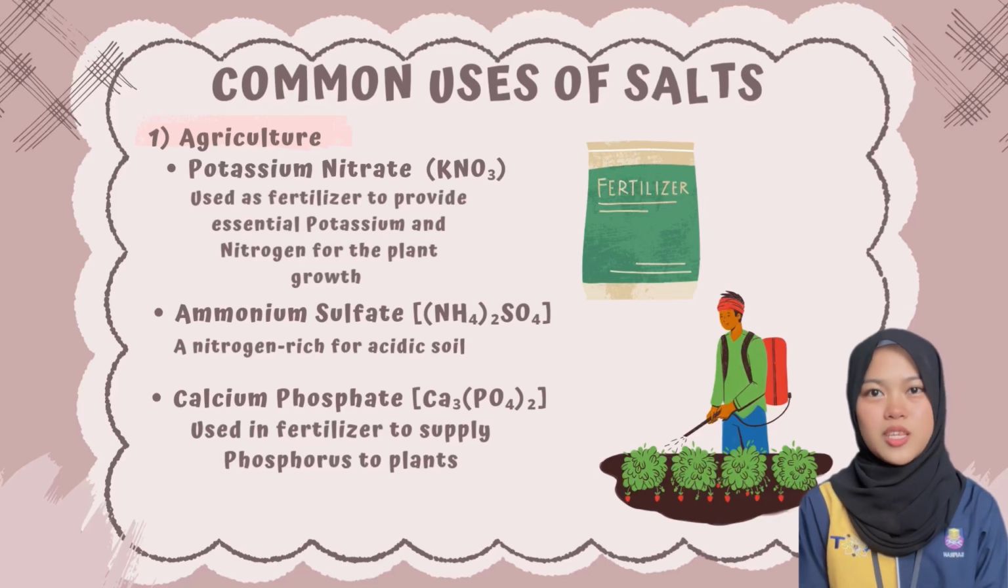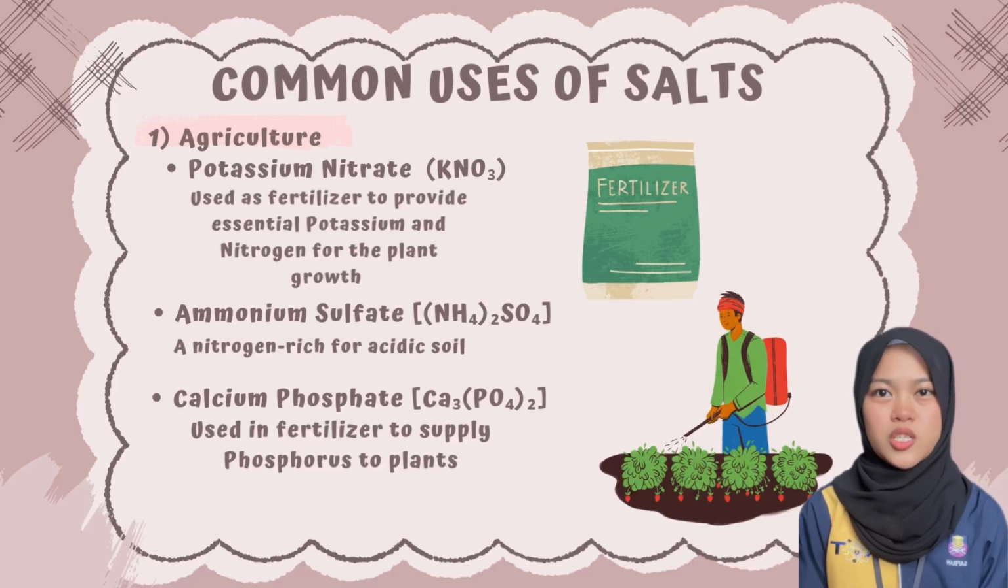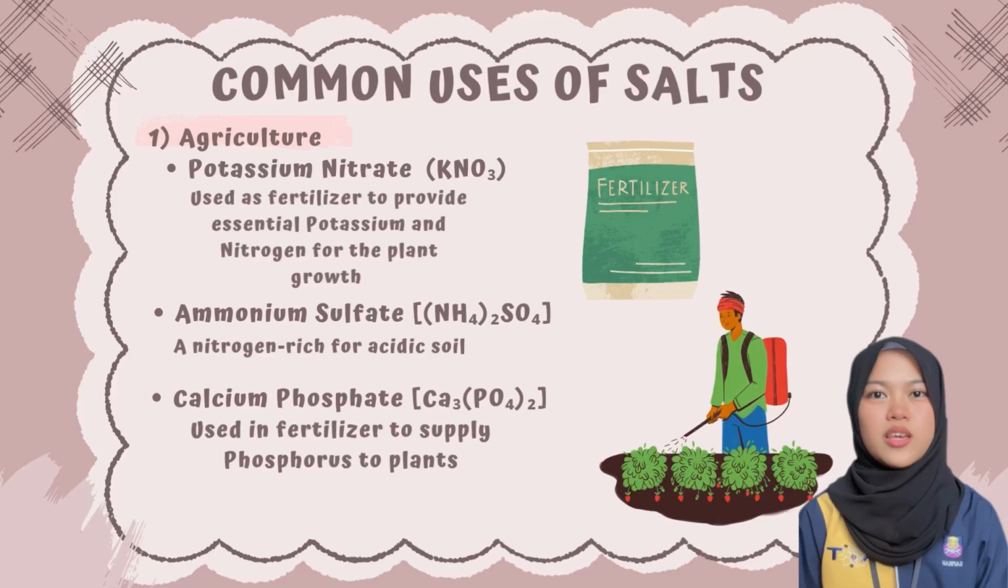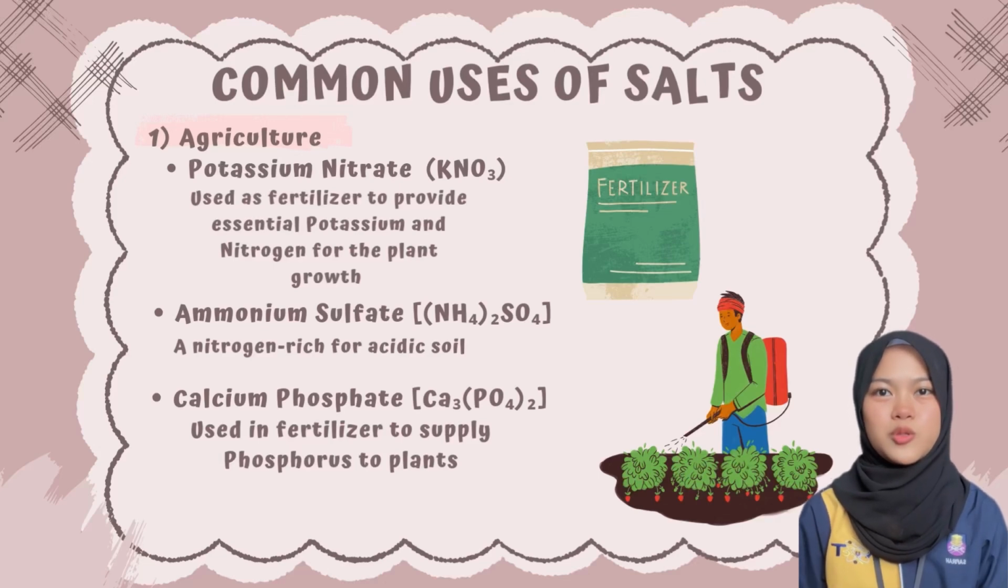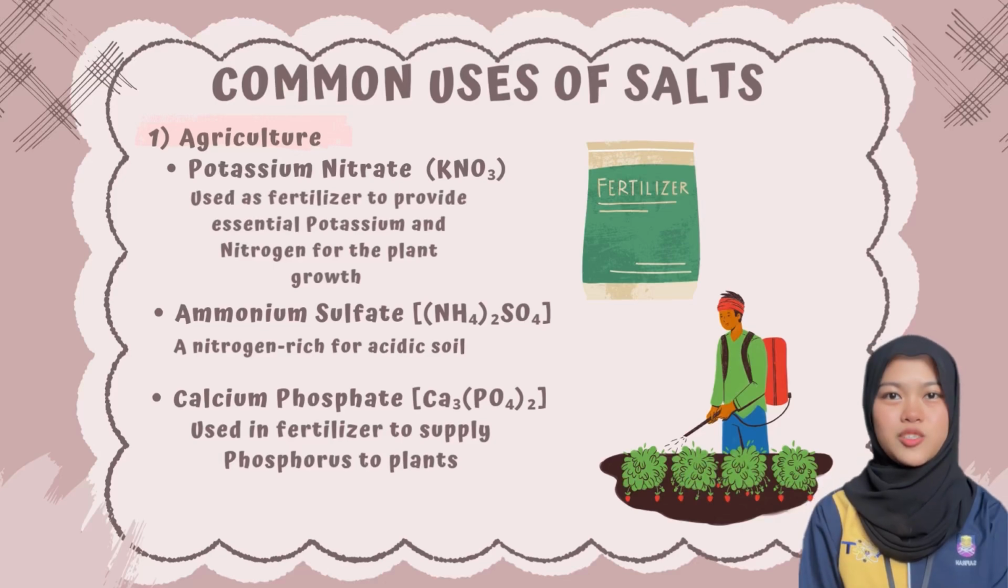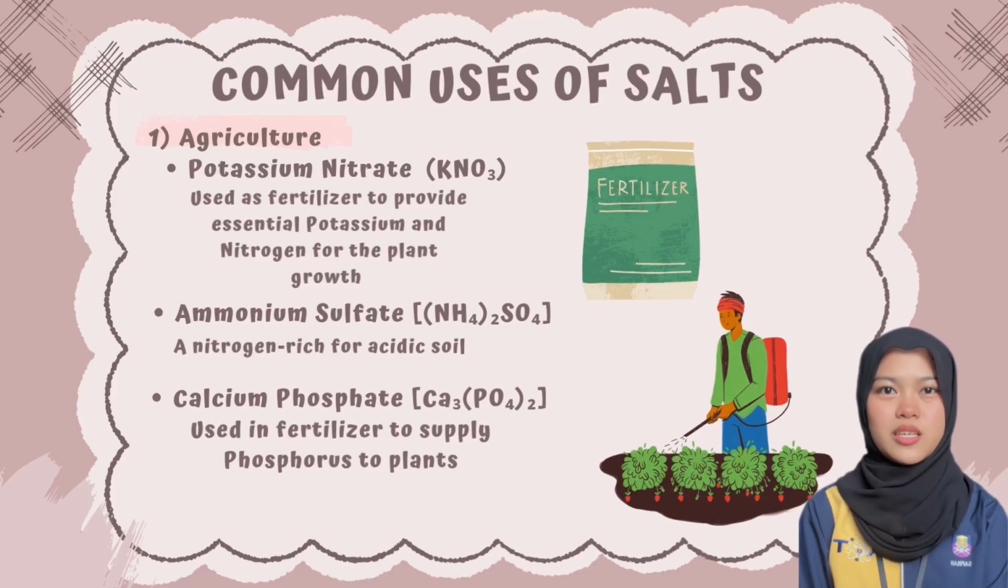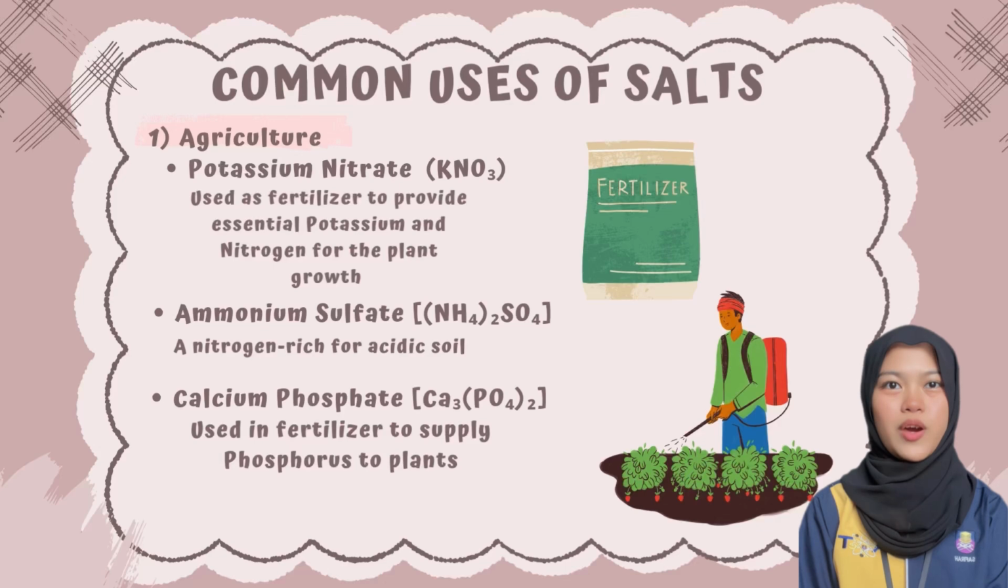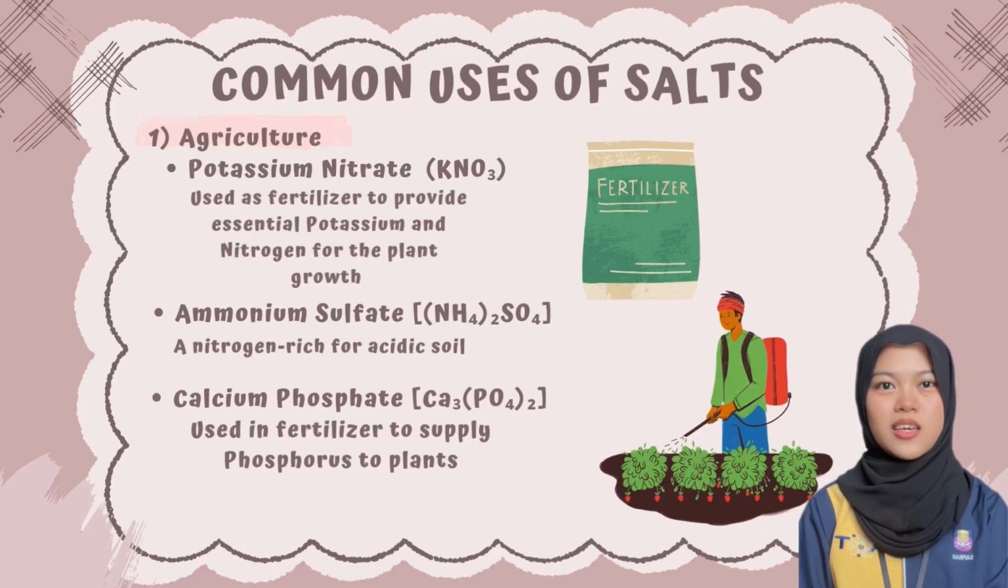Number 2, ammonium sulfate. This is a nitrogen-rich fertilizer for acidic soil, and can help to neutralize the soil so that it can grow a plant. Number 3, calcium phosphate. We use this in a fertilizer to supply the needed phosphorus to plants, and this is scientifically proven to help grow healthy leaves and also healthy fruit.